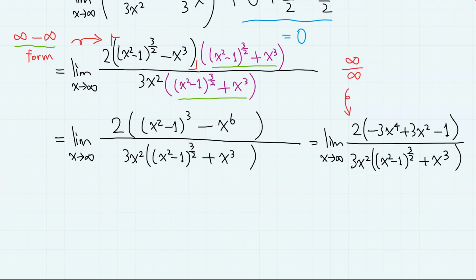The entire limit is in infinity over infinity form, which can be evaluated by comparing the degrees. The numerator has degree 4, and the denominator has degree x squared here, and x cubed here, hence x to the 5th power. Since the denominator has higher degree, the limit is 0. So we have proved the first limit.